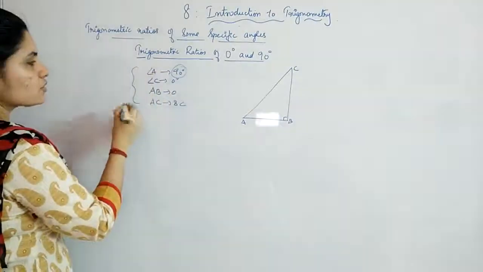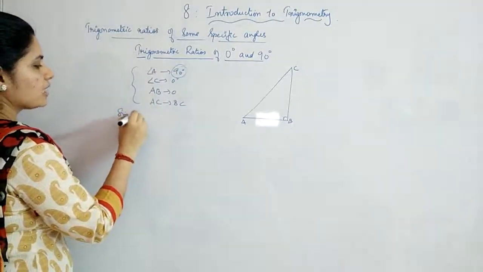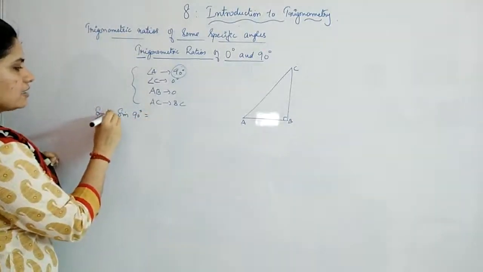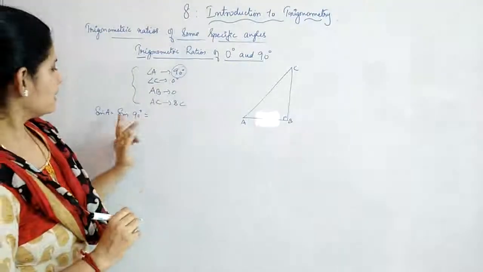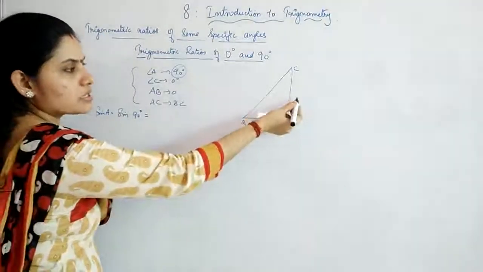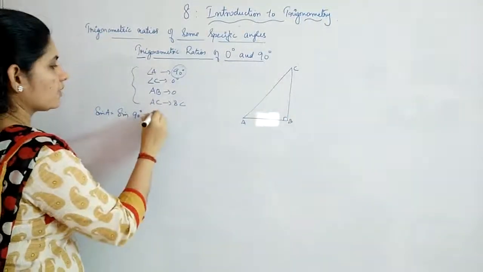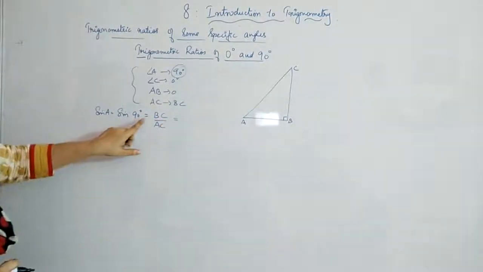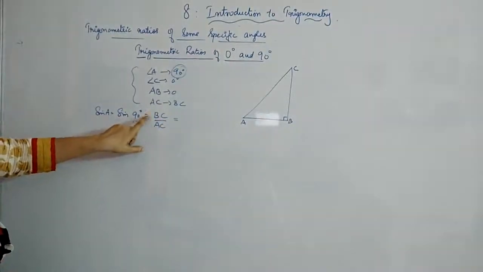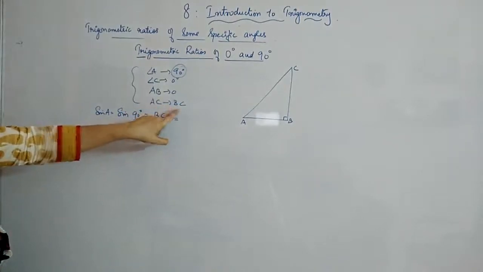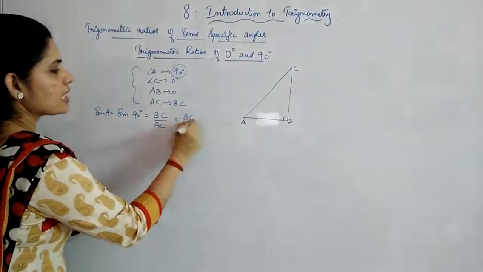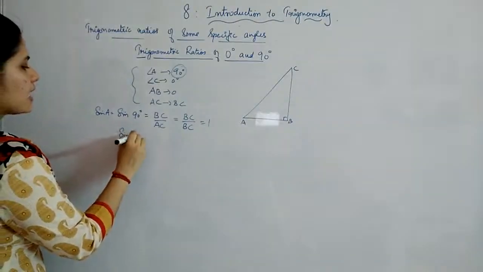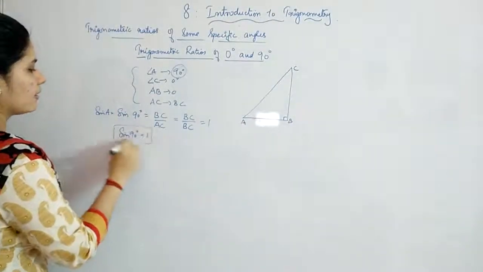Now we will find out what will happen to sine 90 degree. Again, sine A is your sine 90 degree, and sine of an angle is opposite side by hypotenuse. So you will get BC by AC. AC is approaching BC, so we are just replacing AC with BC. That means you are getting sine 90 degree as 1.